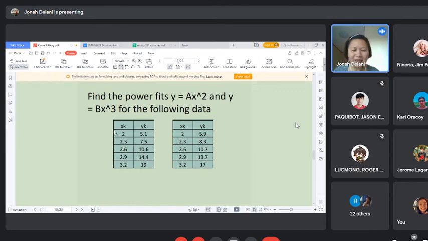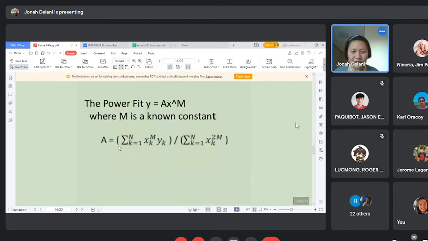Another example is the power fit, y equals ax squared and y equals bx cubed. They are similar. In this case, we will use y equals ax to the m, where m is the exponent of x there.